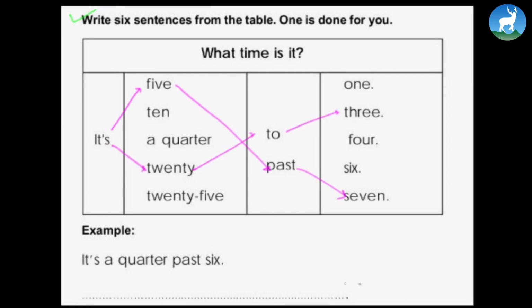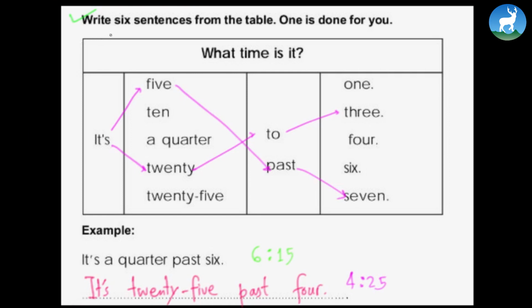One example is done for you. It's quarter past 6. Likewise, you can write it's 25 past 4. And what's that? 25 past 4 means it's 4:25, right? It's quarter past 6. So quarter past 6 is 6:15. So likewise, you can make as many sentences as possible.